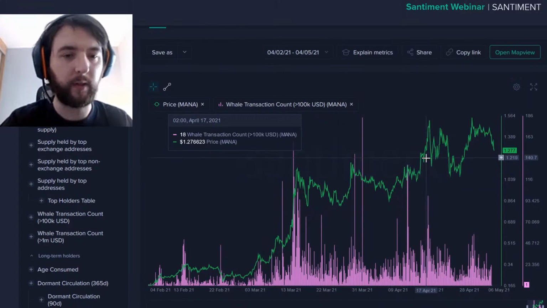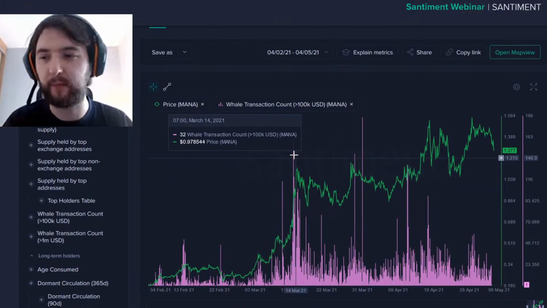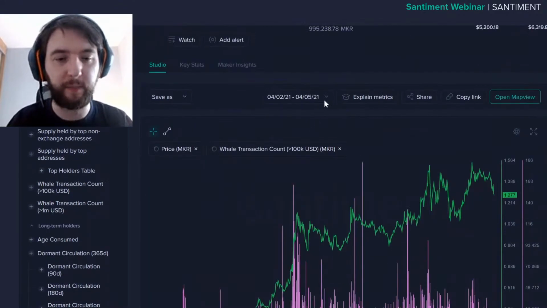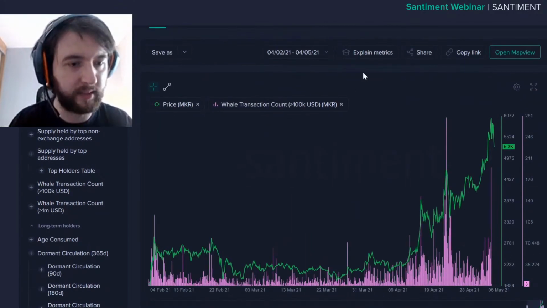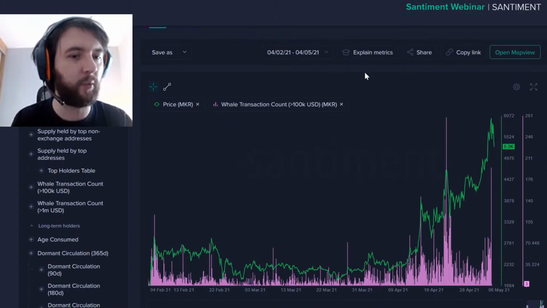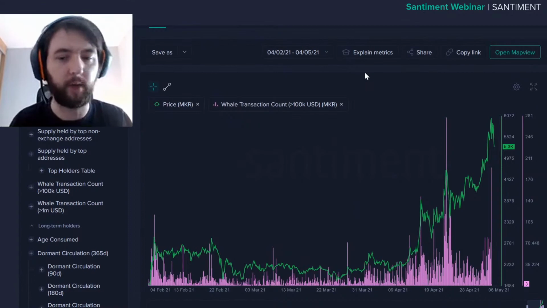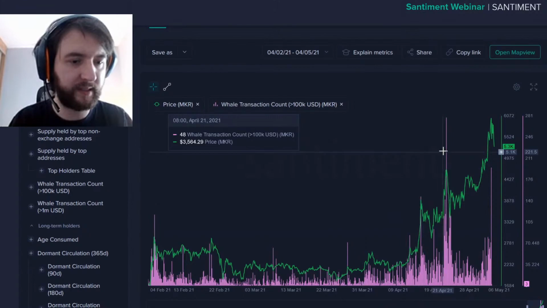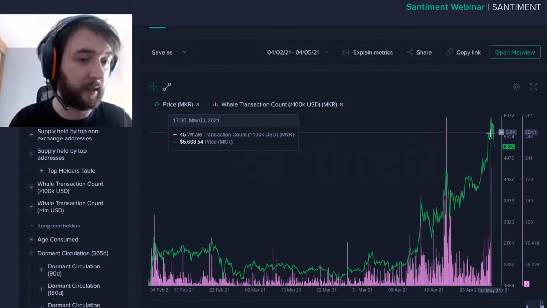So in general, while this isn't going to be a magic bullet or a silver bullet by any stretch of the imagination, we do seem to see these patterns repeat themselves every once in a while. This is Maker once again as another example, which I think is pretty interesting. We do seem to see these spikes in whale transfer counts coincide with at least local or short-term tops for the coin in question. So you can see Maker spikes here at the first top, here at the second top, and then once again here, right before this latest correction we have seen.